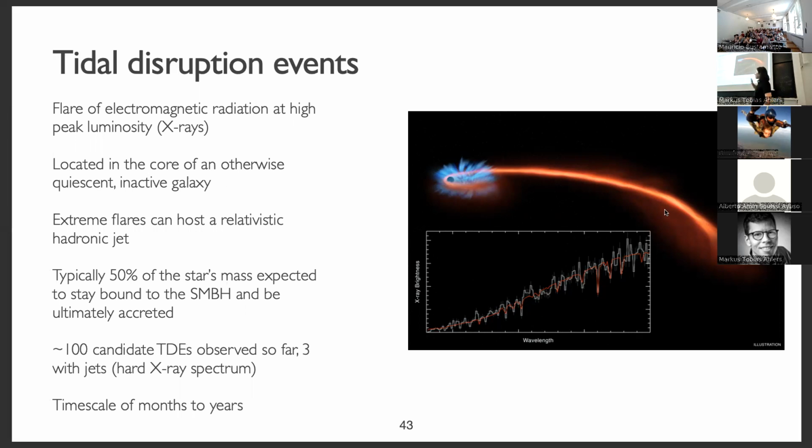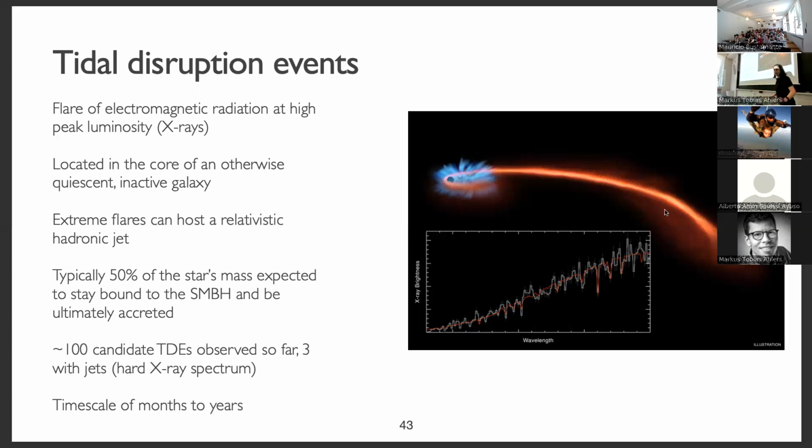Now, this should happen in all galaxies, but if it happens in an AGN, remember this is a very variable galaxy, then we won't be able to detect it because there is intrinsic variability. So the best place to look for these is quiet galaxies where not much is happening. And so far, this is a relatively newly discovered class of explosions. Observationally, we have seen about 100 so far. And now 3 of these had jets.